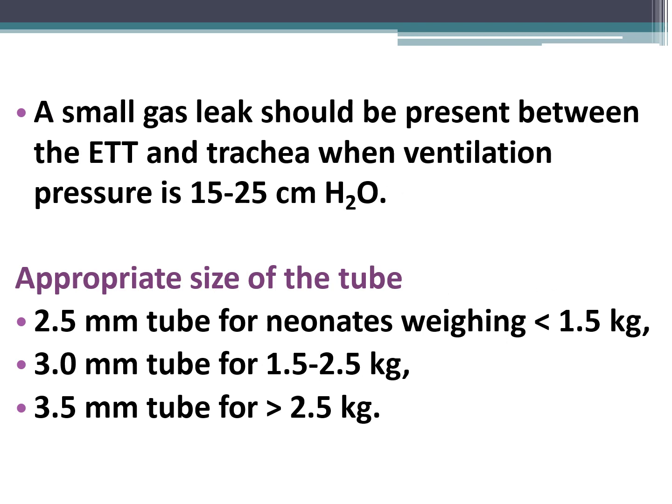A small gas leak should be present between the endotracheal tube and trachea when ventilation pressure is 15 to 25 centimeter of water. And the approximate size of the endotracheal tube also depends on the weight of the baby. If the weight of the baby is up to 1.5 kilogram, you can use 2.5 millimeter tube. If the weight is between 1.5 to 2.5, you can use 3 millimeter tube. And if the weight is more than 2.5 kilogram, you can use the 3.5 millimeter tube. That is the size of the endotracheal tube you can use for the neonates.